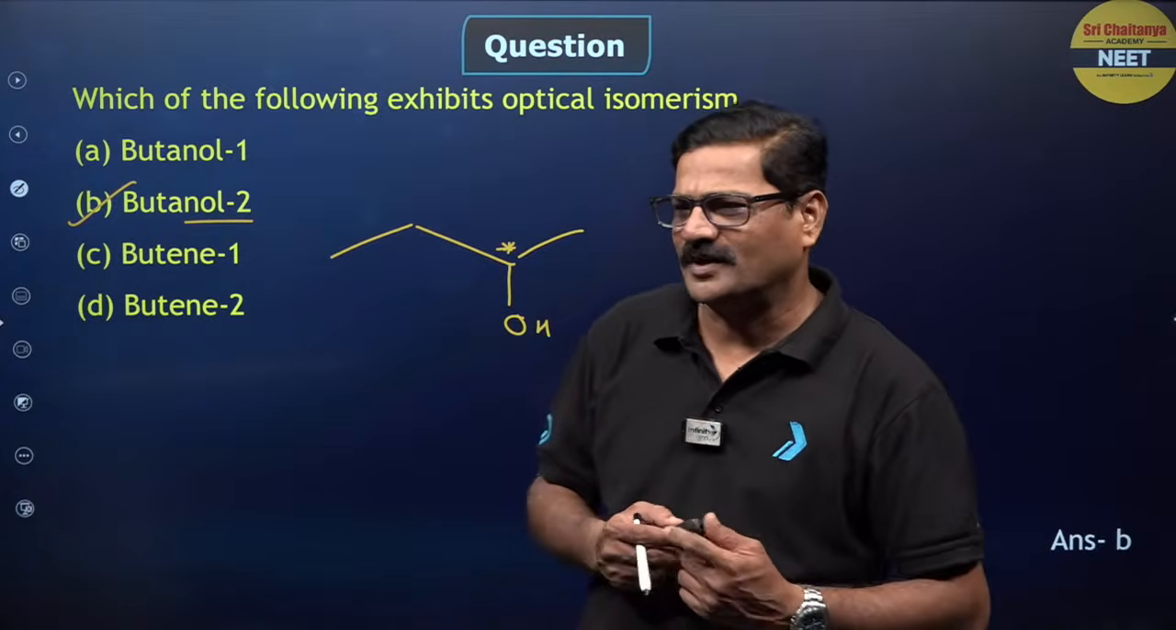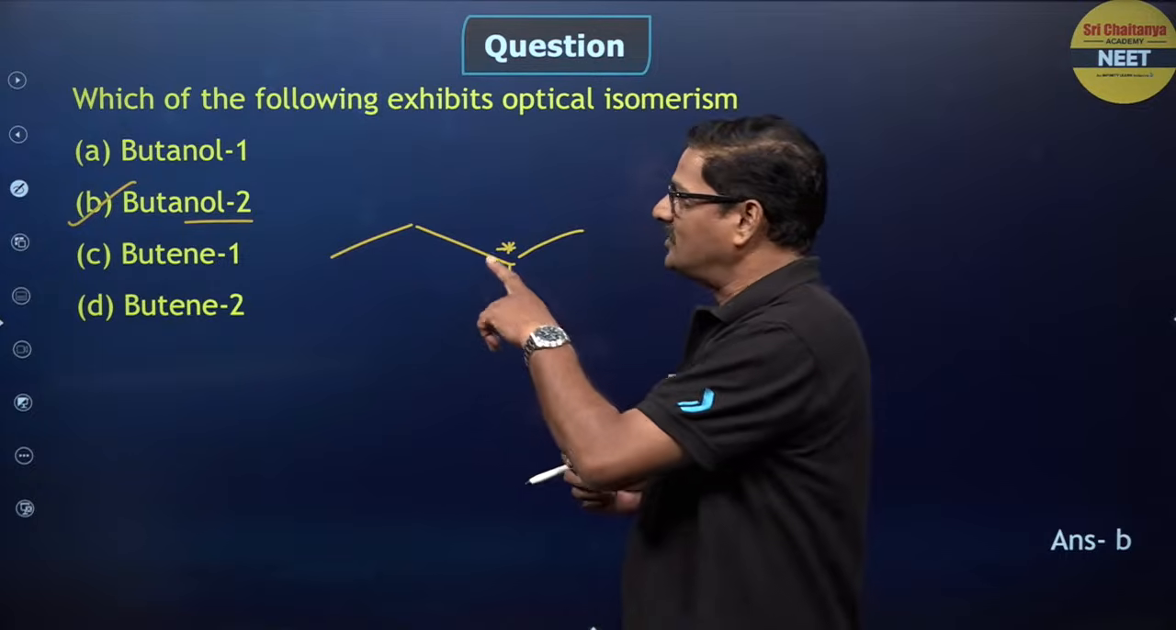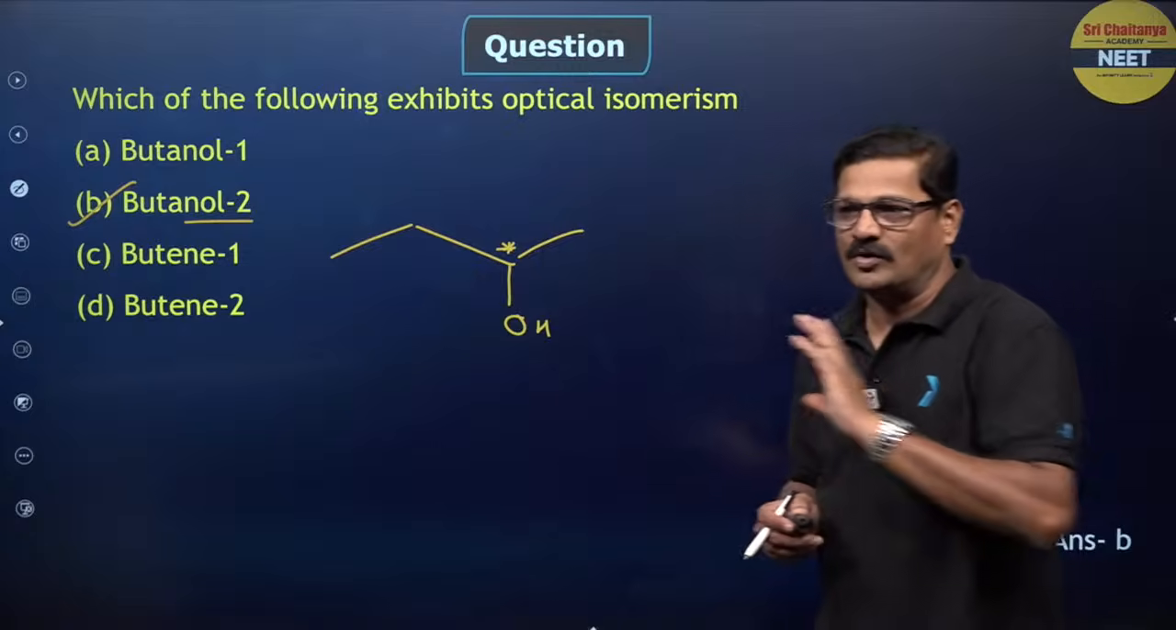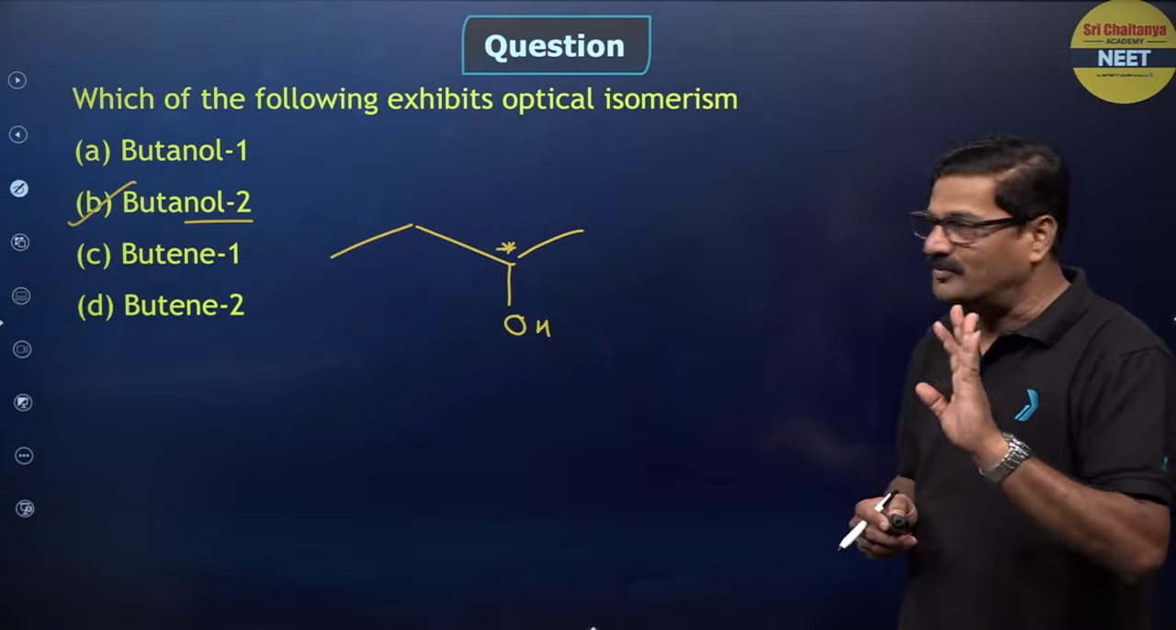Hi, Pratik Gupta, butane 1. No. Butane 1-ol is not butane 2-ol. The carbon should have 4 different groups around it.